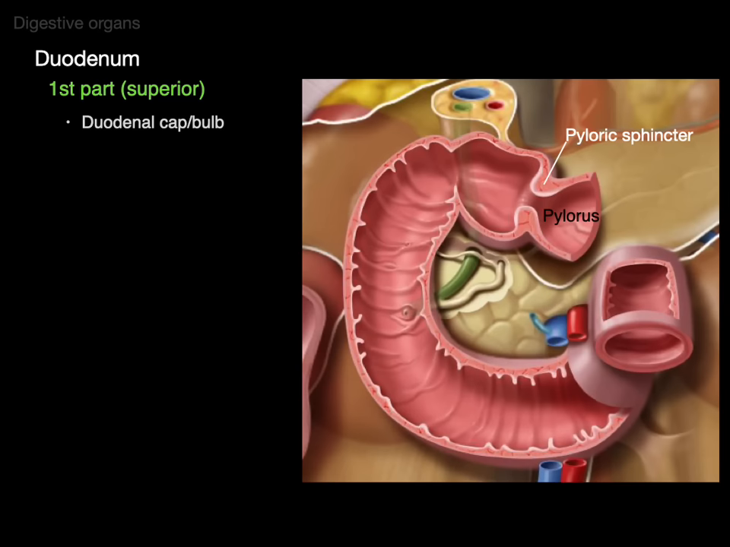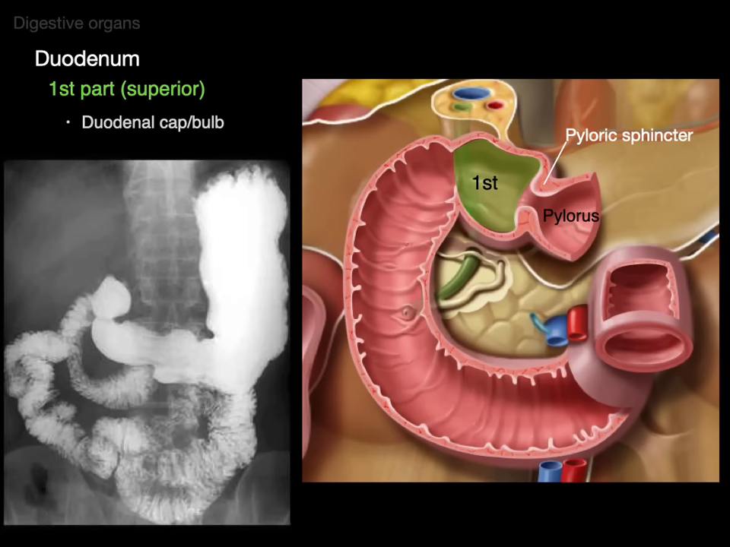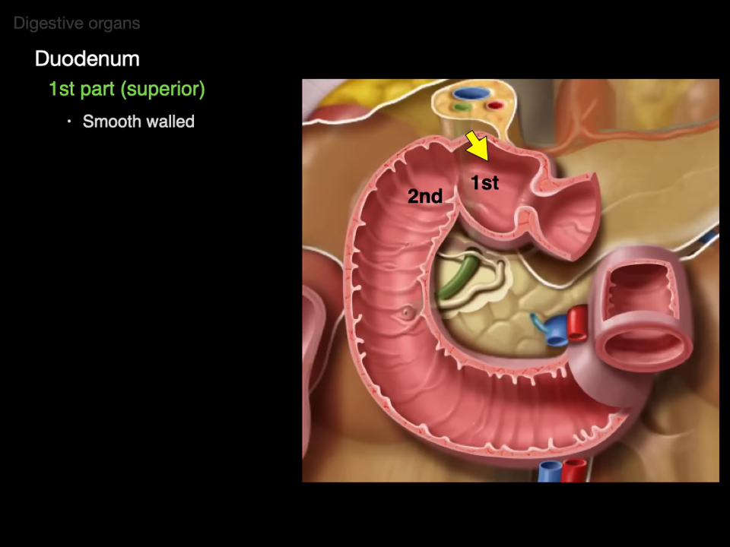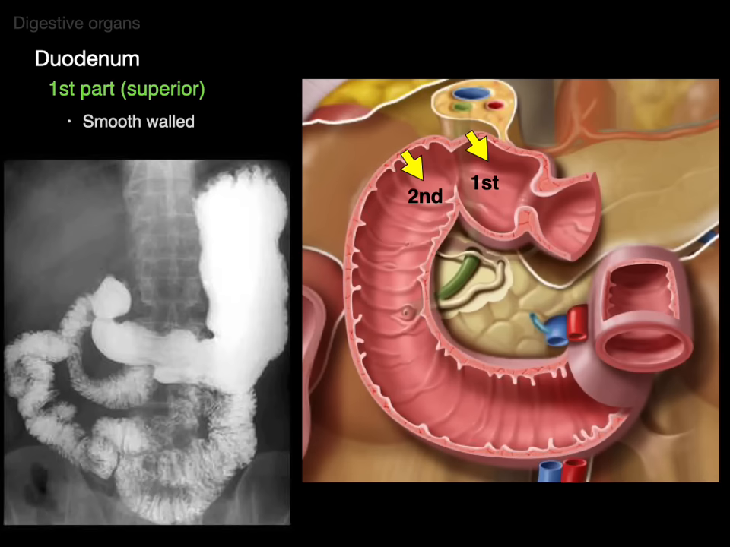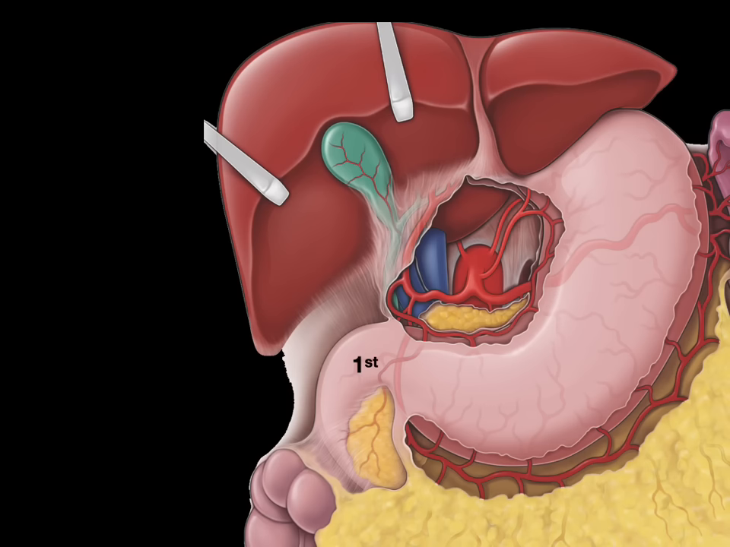And in this barium swallow, you can see the pylorus of the stomach, pyloric sphincter, and there's the duodenal cap or duodenal bulb. Duodenal or duodenal, tomato, tomato. The first part is also smooth-walled, so there you can see the first part is smooth, and the second part is not smooth-walled because it has these circular folds. Smooth, not smooth, okay? And then the first part is intraperitoneal, where the rest of the GI tract is retroperitoneal.